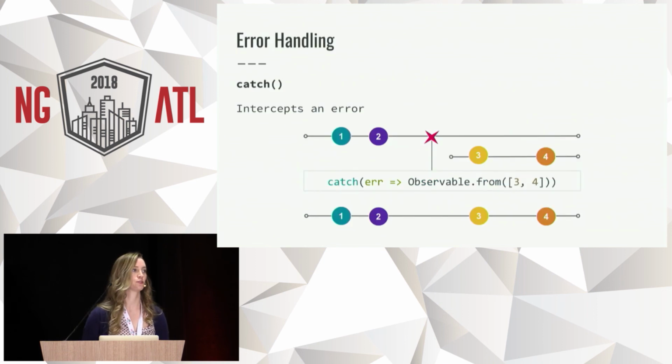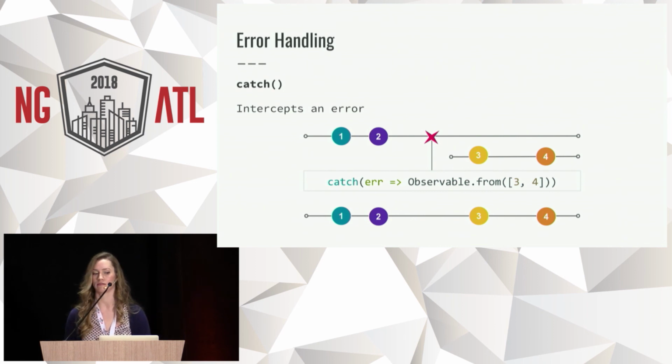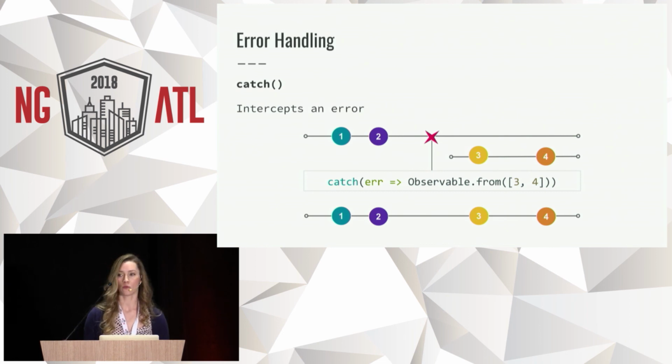The final operator that I'm going to talk about is for error handling. If you've ever used promises, it works very similar to the catch on a promise. And what catch does is it intercepts an error before it makes it to your error callback in your subscribe method. So we can handle this in many different ways. We could decide to throw a new observable with a specific error message that we need, or we could just return a new observable and pretend like the error never happened.